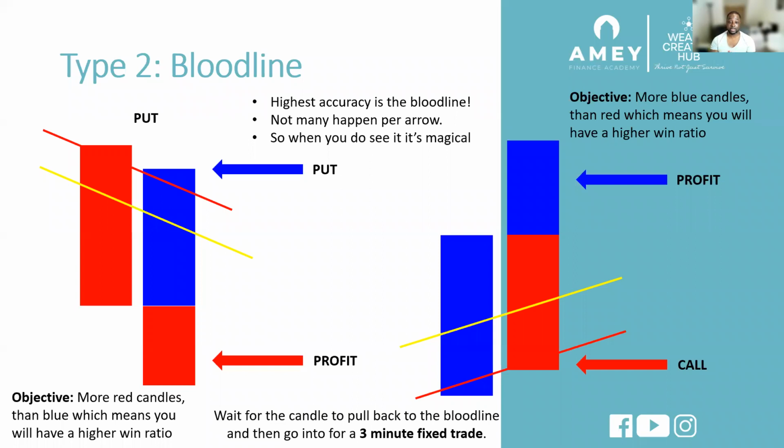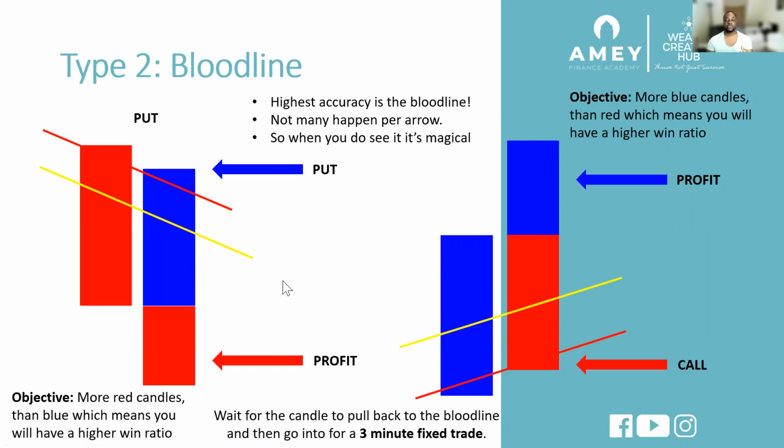I remember someone saying to me before, if you have non-fixed, the brokers can play around with that. But when it's fixed time, you know you're going in for 3 minutes. Okay. And basically you're going to go in there for 3 minutes. It's pulled back to that line. And that's the best one you can go for. But like I said, it doesn't happen that often. But when it does, it's the best thing. It's amazing. So 3 minutes fixed, pulls back to that line.